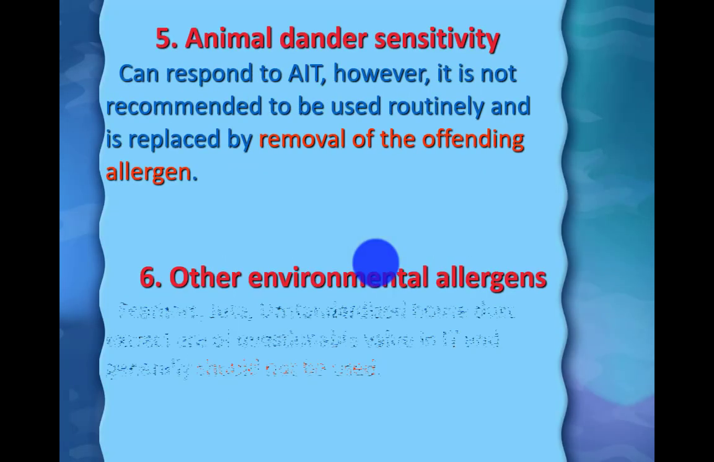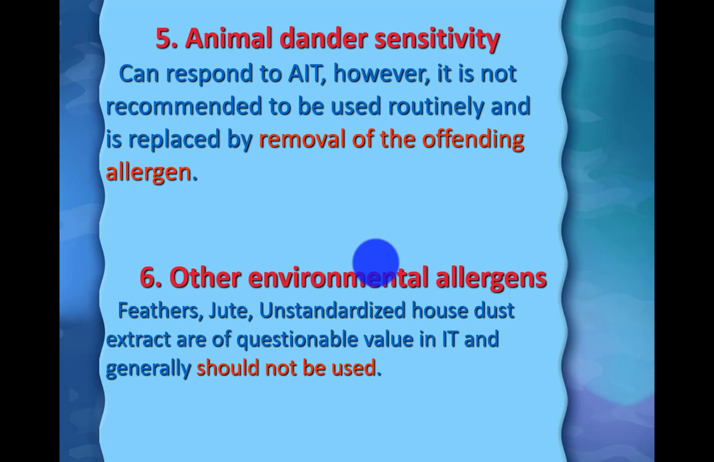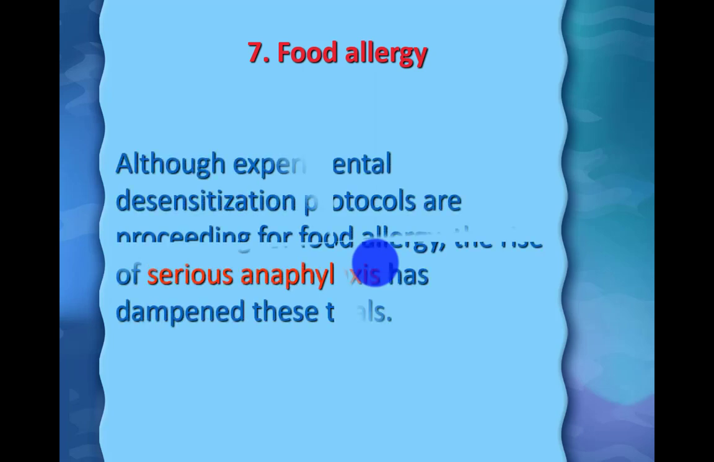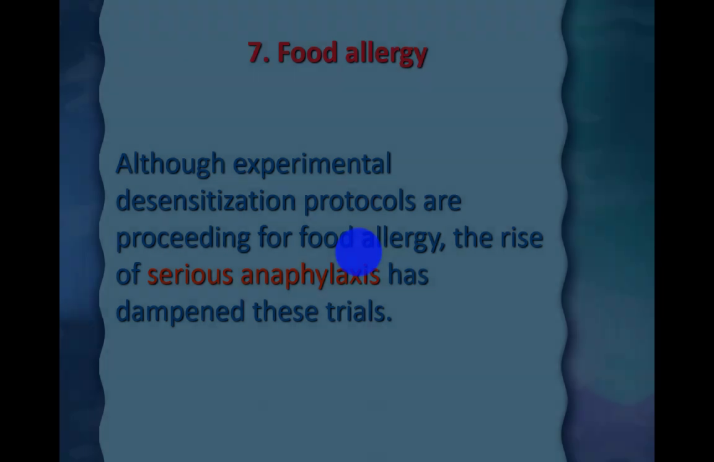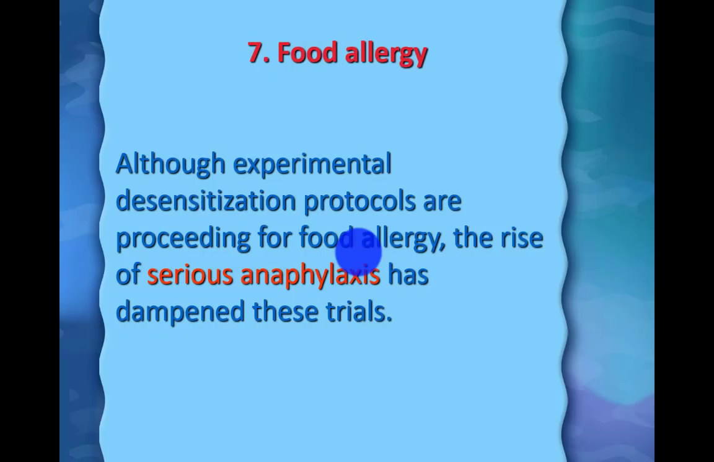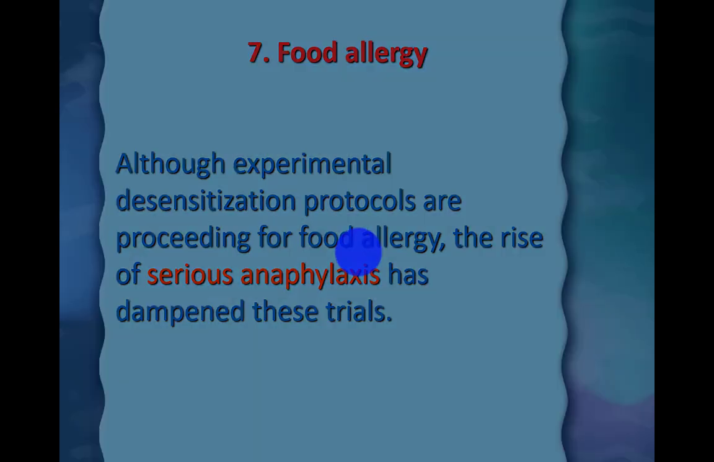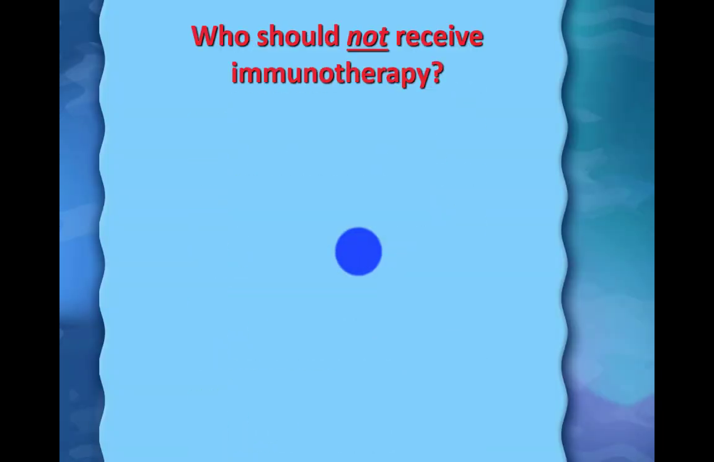Animal dander sensitivity can respond to EIT, however it's not recommended to be used routinely and is replaced by removal of the offending allergen. Other environmental allergens, feather, jute, and unstandardized house dust extract are of questionable value in EIT and should not be used. Food allergy. Although experimental desensitization protocols are proposed for food allergy, the risk of serious anaphylaxis has dampened these trials.